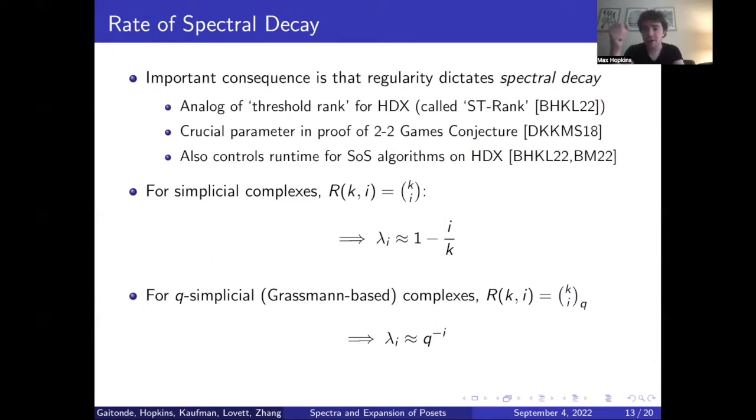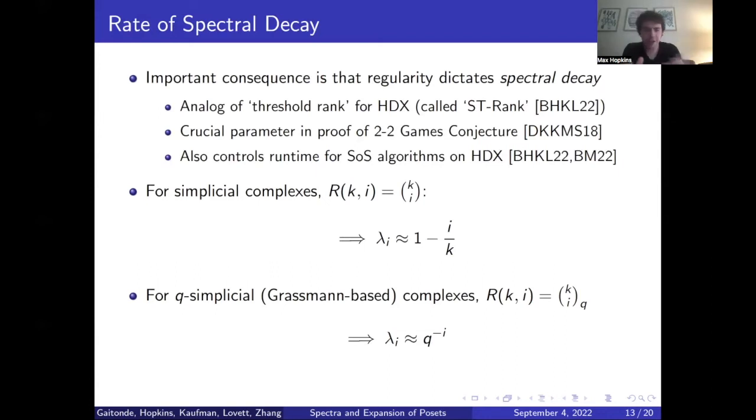You have to go very far, through very many eigenspaces, to find something with a constant eigenvalue. Now compare this to what's called a q-simplicial complex, which is basically the vector space analog. These are subsets of the Grassmann poset. And here the regularity is much, much higher. The regularity is k choose i_q, the q-binomial coefficient. I won't write out exactly what this is, but going through the same calculation, you get that the ith eigenstrip is about q to the negative i. So quite small. Even going to the second eigenvalue, if q is 2, you get about a half. So now to get to some small constant eigenvalue, you only have to walk constantly many levels into the poset, and this, it turns out, is a big difference.